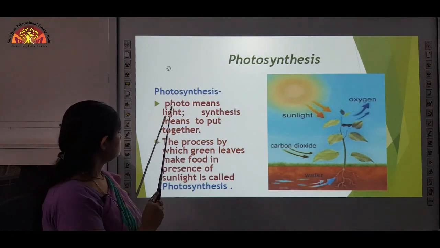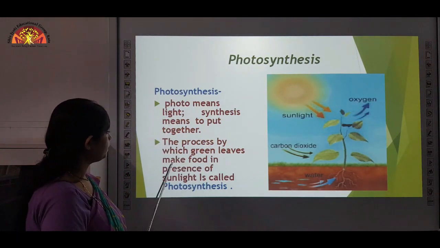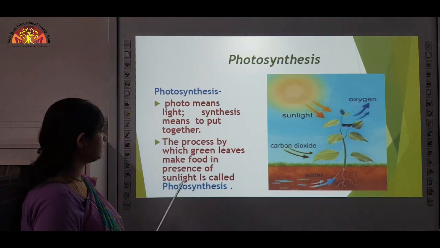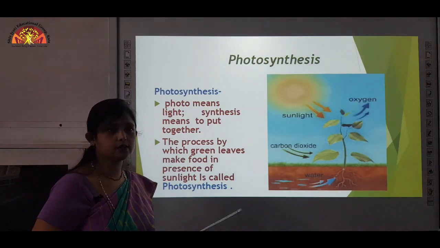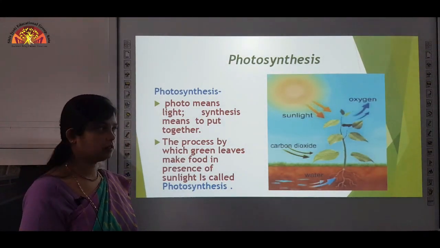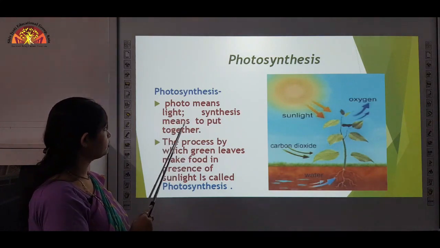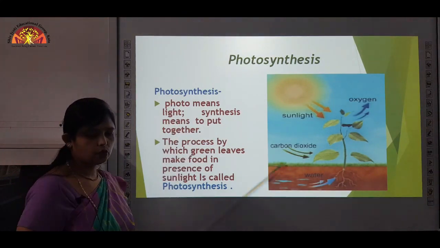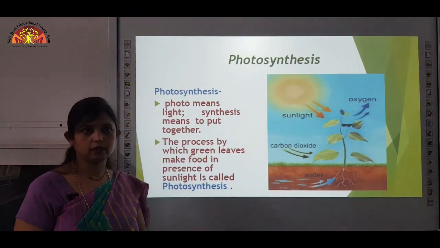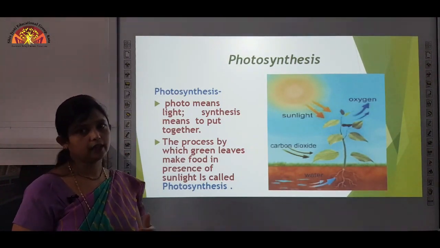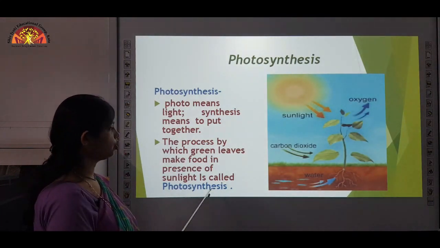Now the process by which green leaves make food in presence of sunlight is called photosynthesis. So this whole process is called photosynthesis. Here photo means light and synthesis means to put together. So in this process leaves put together all the raw materials and in presence of light they convert it into food. So this process is called photosynthesis.